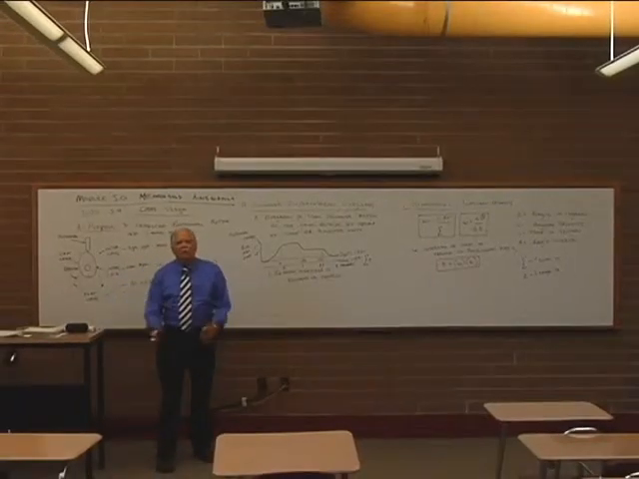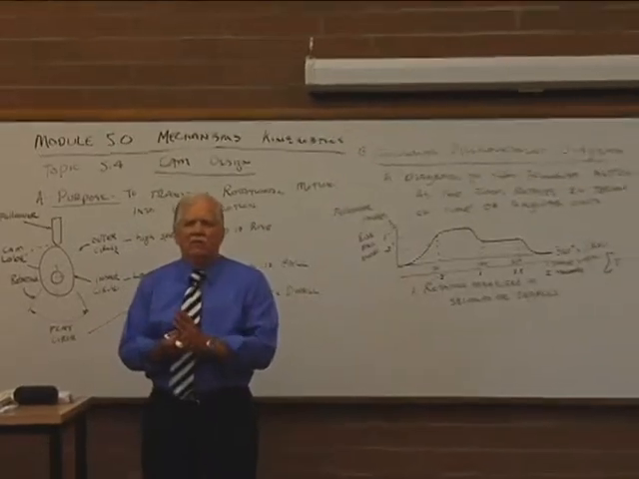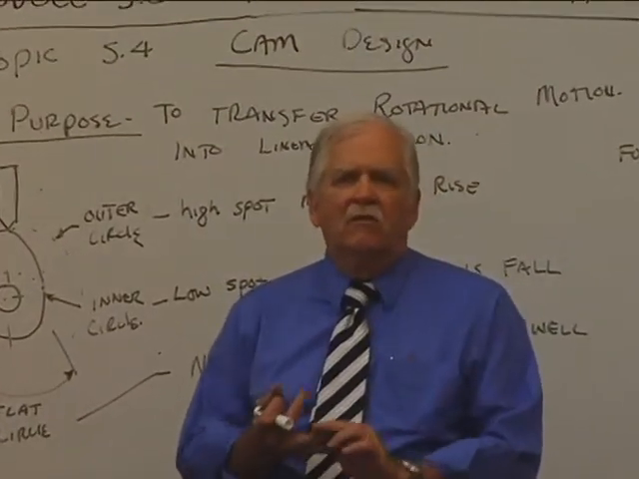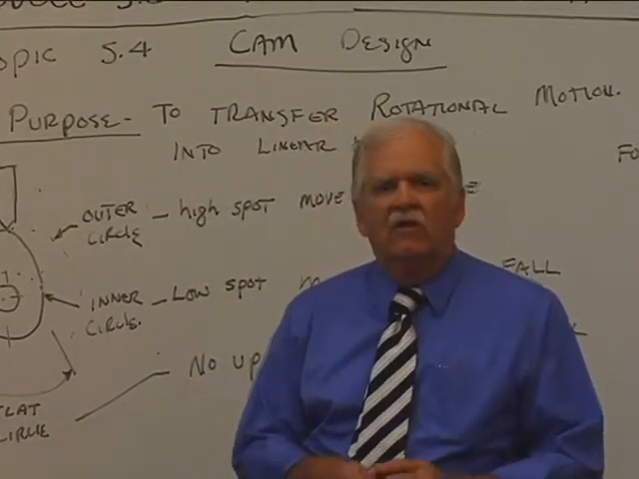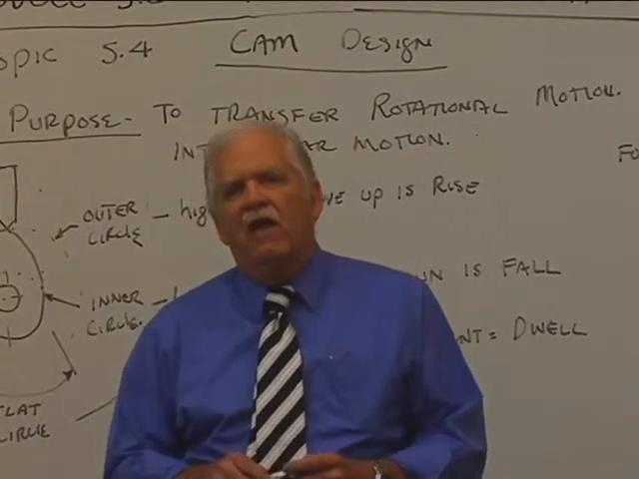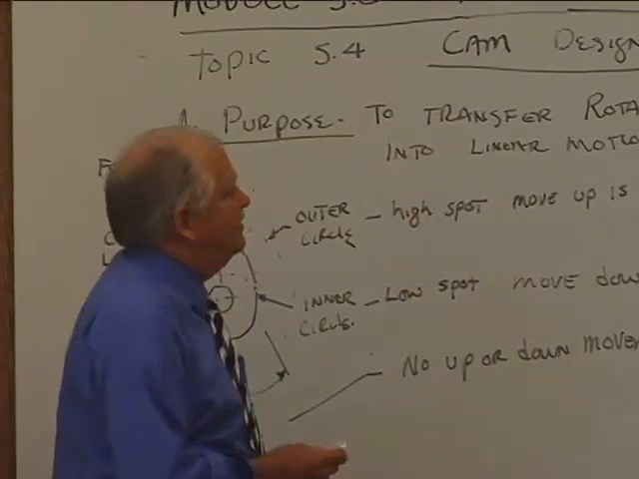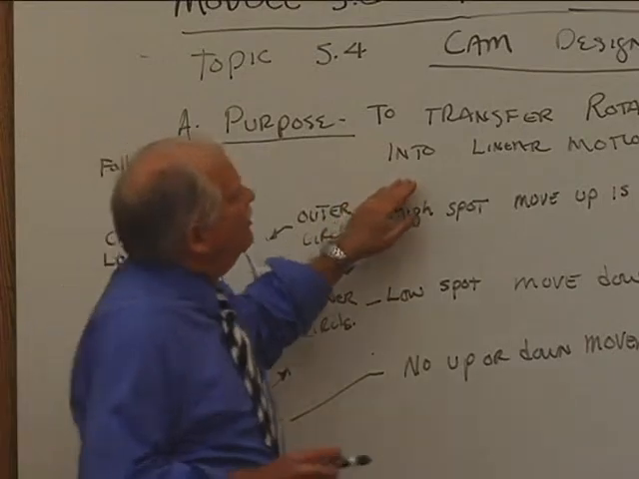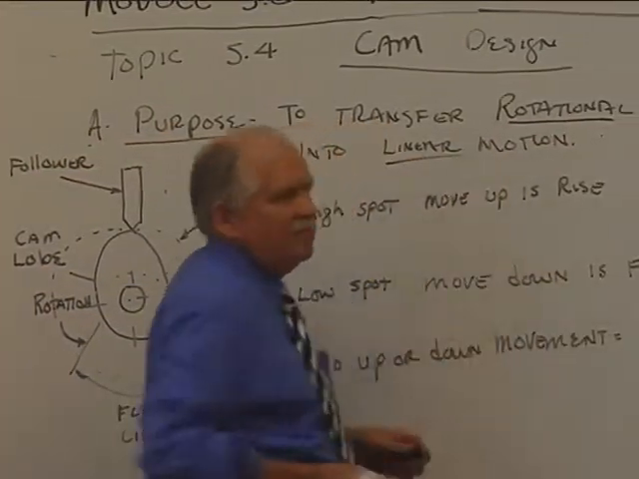Kinematics. We're still talking about mechanism kinematics, and some of the basic forms we've already discussed are chains, belts, screw drives, and gears. Let's take a look at the mechanism of a cam. Now, a cam is an object that's used in a lot of machinery in order to transfer rotational motion into linear motion.